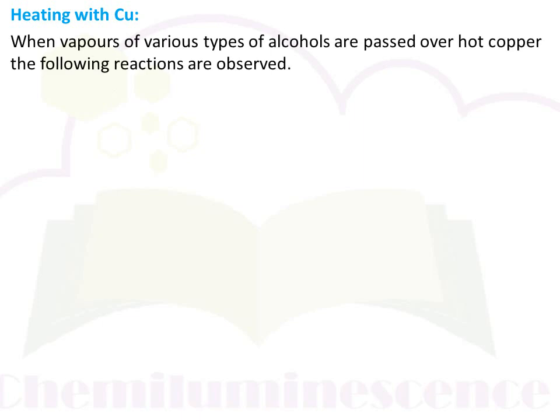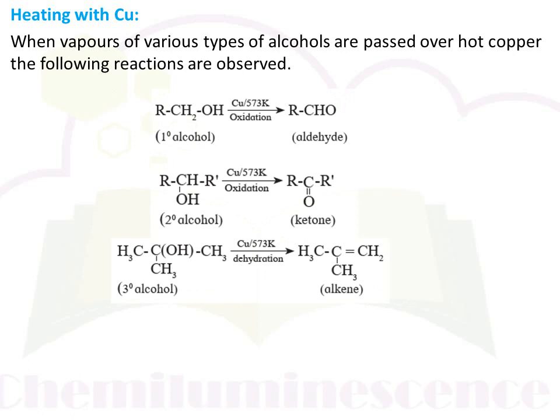Next is heating with copper. When vapors of various types of alcohols are passed over hot copper, the following reactions are observed. When primary alcohol is heated with copper at 573 Kelvin, it undergoes oxidation and forms aldehyde. Secondary alcohol on heating with copper at 573 Kelvin undergoes oxidation and forms ketone, while tertiary alcohol on heating with copper at 573 Kelvin undergoes dehydration, that is the removal of water, and forms alkene as a product.